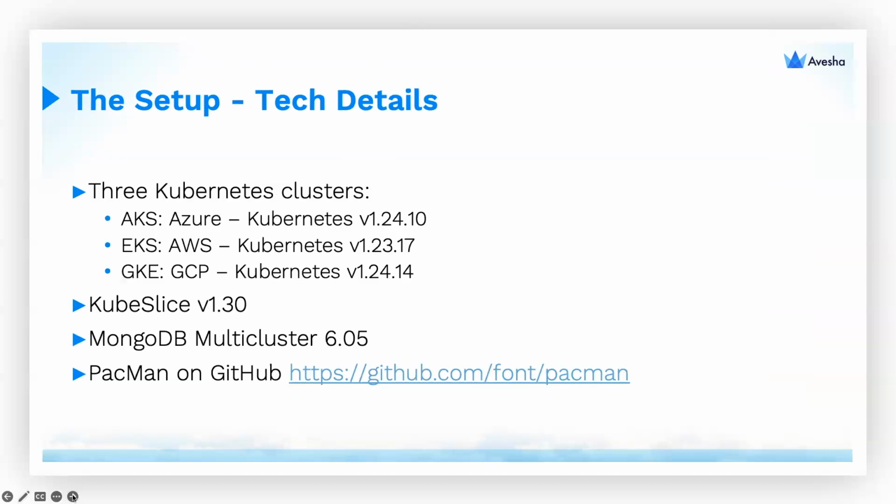Now, the setup is pretty easy. We have 3 clusters, AKS, EKS, and GKE, all running current versions of 1.23 or 1.24 Kubernetes. We're running the current instance of KubeSlice, as of August 2023, which is version 1.3. We're running MongoDB multi-cluster 6.0.5, and you can find the details of that PacMan installation. It is important to note that PacMan was originally a version that supported Mongo 3, and obviously we're running 6.0, so there was a little bit of adjustment to make this work.